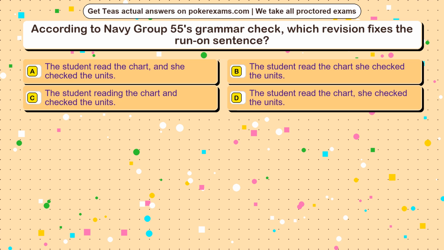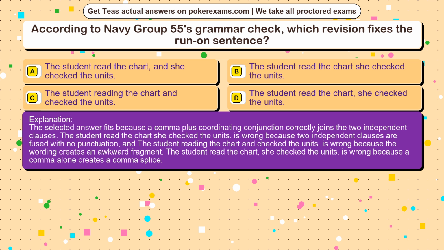The correct answer is option. The selected answer fits because a comma plus coordinating conjunction correctly joins the two independent clauses. The student read the chart, she checked the units, is wrong because two independent clauses are fused with no punctuation, and the student reading the chart and checked the units is wrong because the wording creates an awkward fragment. The student read the chart, she checked the units, is wrong because a comma alone creates a comma splice.